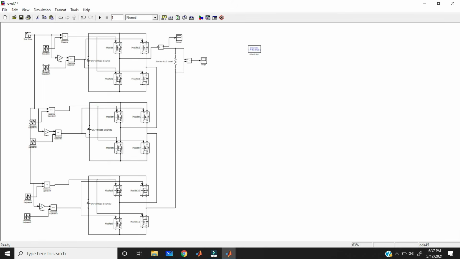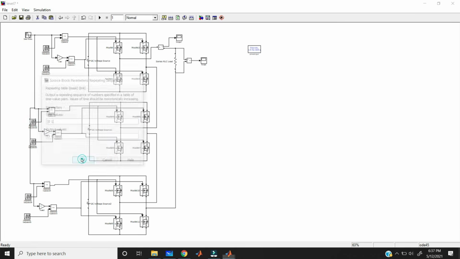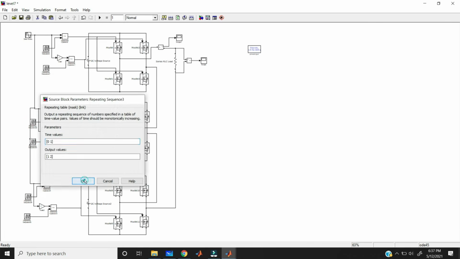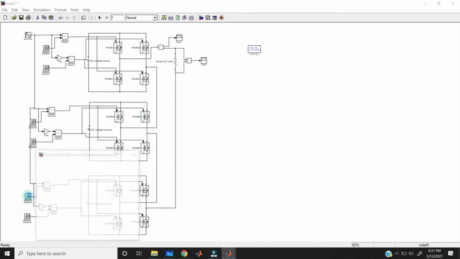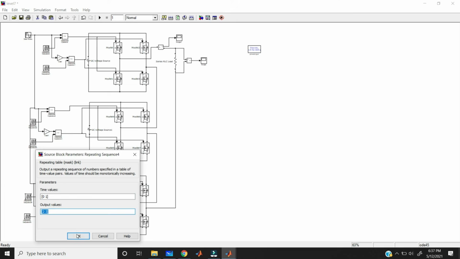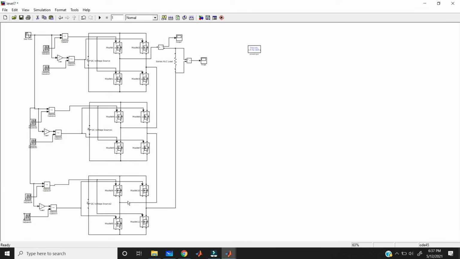For the second H bridge I need to take 1 to 2, right? That's why I am taking 1 to 2 as the output value. Here also I am taking 1 to 2. For the third H bridge I need to take 2 to 3, right? That's why I am taking 2 to 3 here. So if you double click this one, I am taking 2 to 3. Here also I am taking the 2 to 3 values. Why? Because here I am taking the 7 level inverter. Now run your circuit.